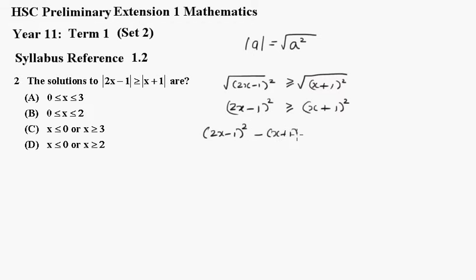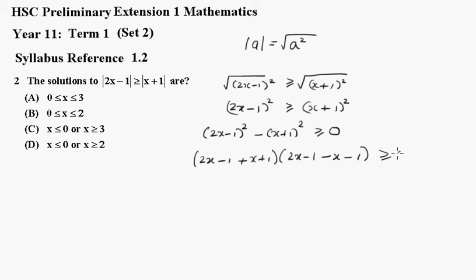Like that. And now we have the difference of two squares. So that is 2x minus 1 plus x plus 1. And this is 2x minus 1 minus this. Now watch this. Just be very careful with the signs. That's minus x minus 1.